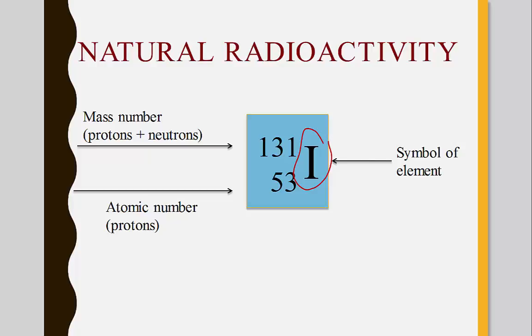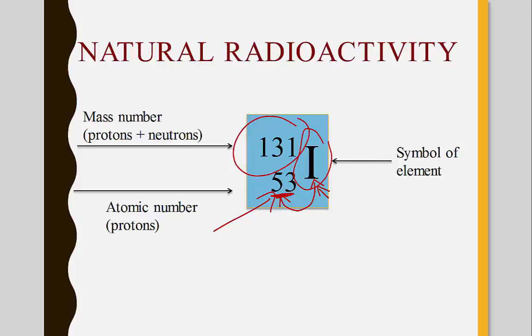On the bottom is the number of protons. The number of protons and that letter will always go together 100% of the time. So if this number changes, then the letter will change as well. The atomic number dictates what element it is.